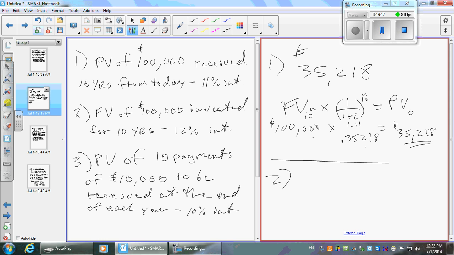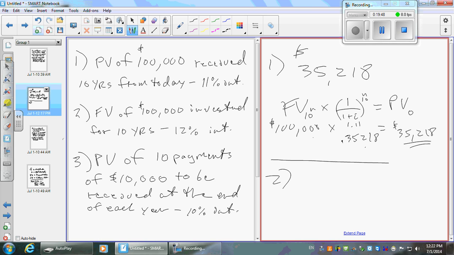Oh, one other thing. If this was semi-annual, what would you have? You double the periods, so now I have how many periods? 20. And what would be my interest rate? Cut it in half, 5.5. Everybody got it? If it's quarterly, 4 times the number of periods. We have 40 periods, right, guys? And we cut the interest rate to a quarter.